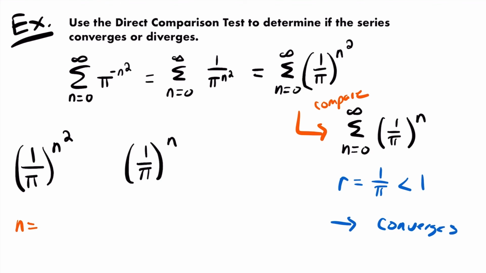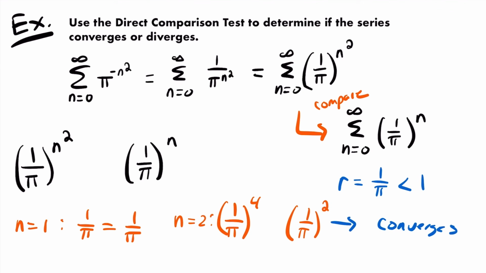Well, when n equals 1, both the powers of 1 divided by pi are just going to be 1, right? We have 1 squared, which is 1, and then just 1. And so when n equals 1, we have 1 divided by pi is equal to 1 divided by pi. But what about when n equals 2? Well, then we're going to have 1 divided by pi to the power of 2 squared, and that's just equal to 4. So we're raising it to a power of 4. And then our other term will be 1 divided by pi squared, right? We're just replacing n with 2.